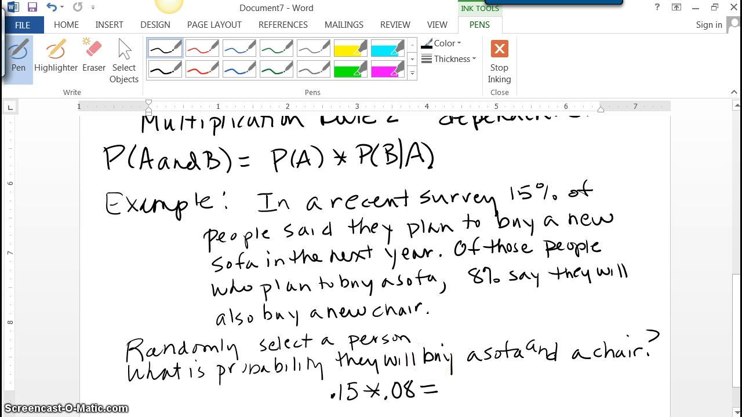The 0.08 is what we call a conditional probability. It's the probability that something has occurred. And this is 0.012, so right around a 1% chance of the probability they will buy a sofa and a chair.